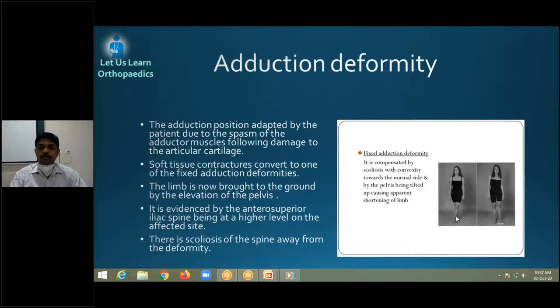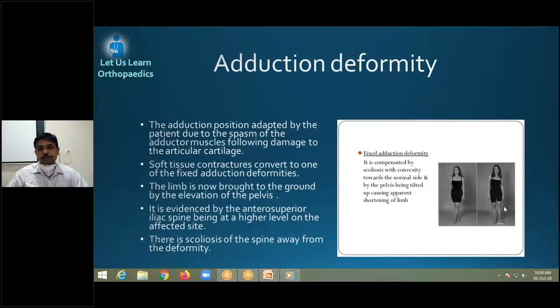So what will the patient do? He will try to abduct the hip, as a compensation, because nobody can walk with crossed legs. If a limb has been fixed in adduction, nobody can walk with a crossed limb. So the patient will try to abduct the hip. What happens if you try to abduct the hip? The anterior superior iliac spine will go to a higher level, and there will be shortening. You can appreciate it. There is a brick below the limb; since the pelvis is tilted up, there will be apparent shortening of the affected hip. So this is the concept of fixed adduction deformity.